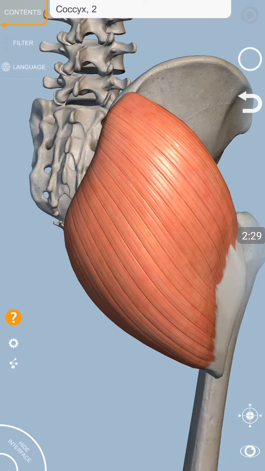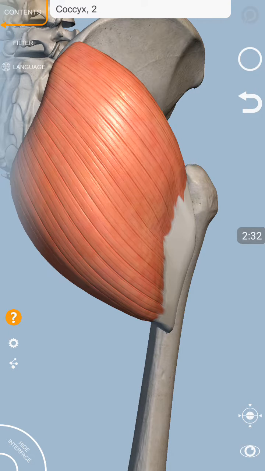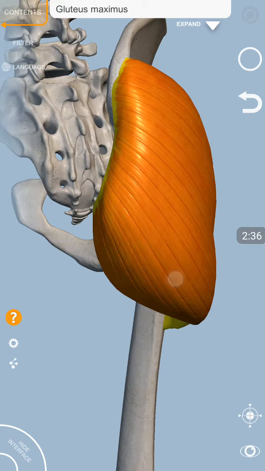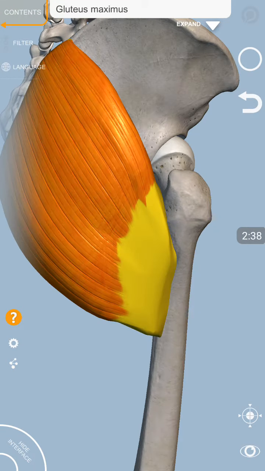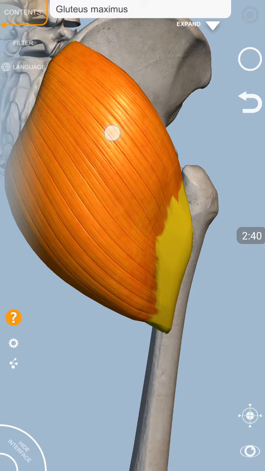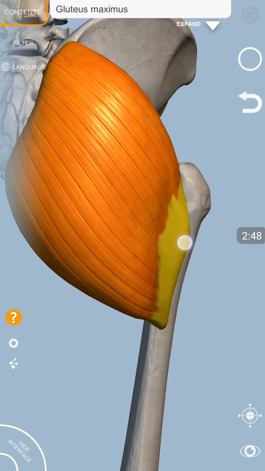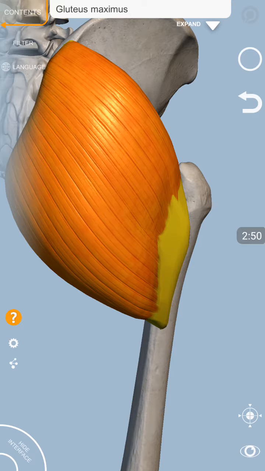Look at the muscle fibers and their direction. They run downward, obliquely, laterally, and anteriorly. When these muscle fibers contract, the origin pulls the femur towards itself, so that the femur is extended. Thus they produce extension of the femur, and this muscle is supplied by the inferior gluteal nerve.